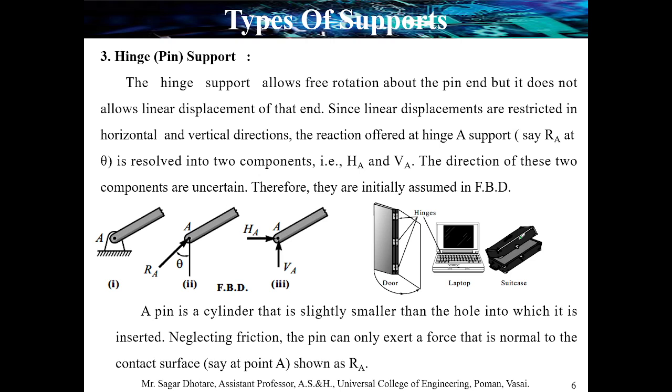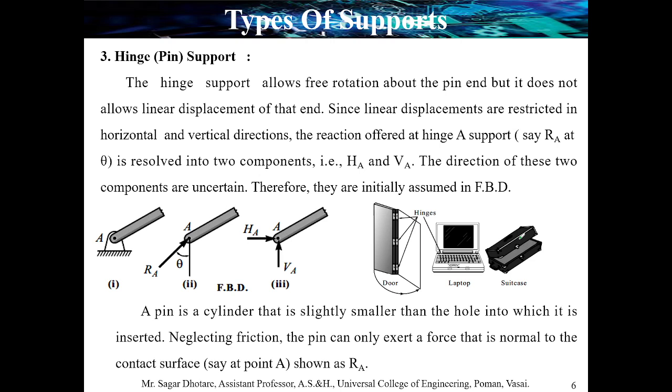So the reaction at the hinge at support A acts at a particular angle. Any angular force can be converted into two components, a horizontal component and a vertical component. So whenever you consider any hinge support, there is one reaction which is angular with respect to the horizontal or vertical, and we can convert this into two components, a horizontal component and a vertical component.